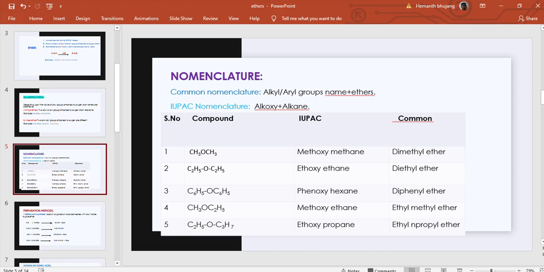Now when should we use alkane? If there is a single bond between two carbons. Or we can give the IUPAC name as alkoxy plus alkene if we have a C double bond C in the molecule, or alkoxy plus alkyne if we have a carbon-carbon triple bond. So alkoxy plus alkane is the nomenclature for a single bond, for a double bond alkoxy plus alkene, and for a triple bond alkoxy plus alkyne.